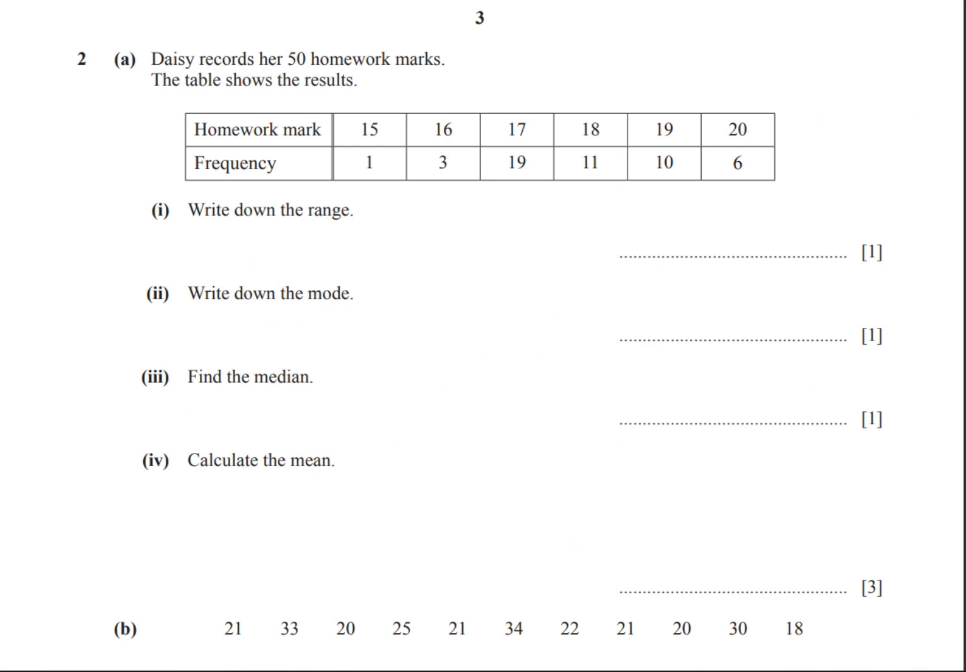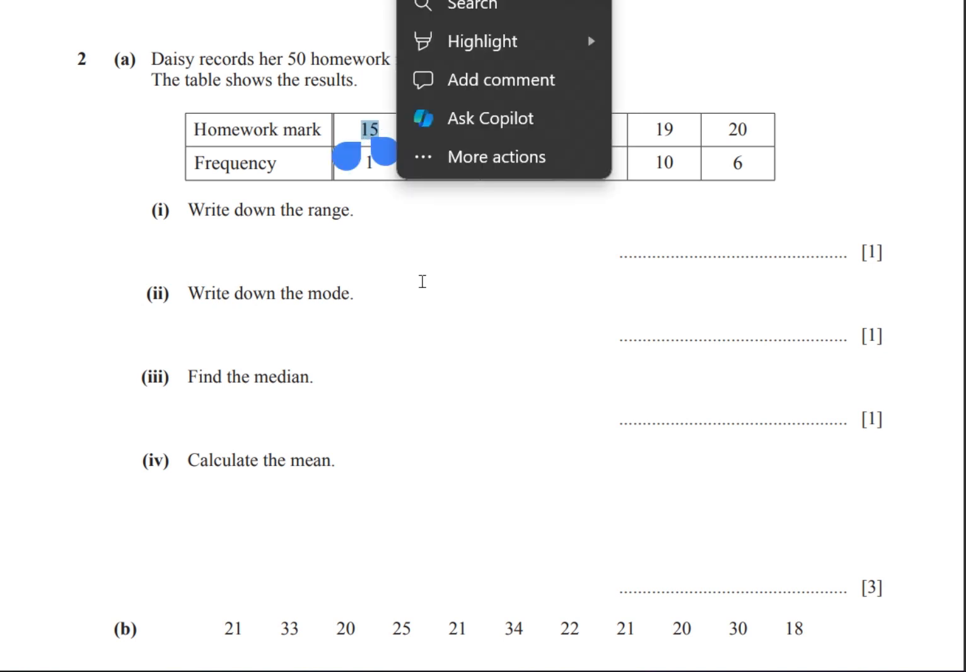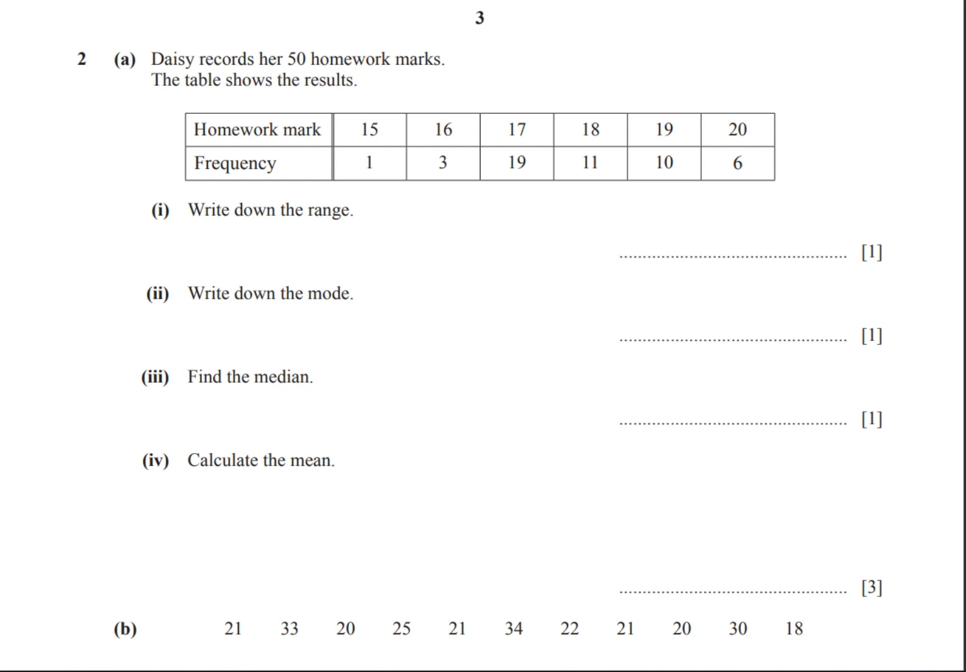Okay, for question number 2, he's telling me that Daisy records her 50 homework marks and the table shows the results. Okay, so what is the meaning of this table? This table means that the homework mark, for example, 15 is repeated one time. For example, 16 is repeated 3 times. 17 is repeated 19 times, and so on.